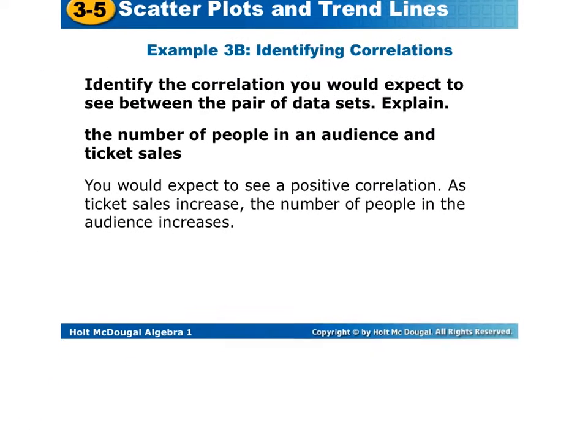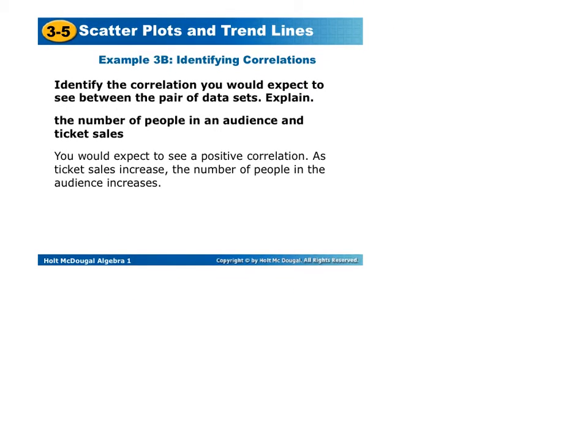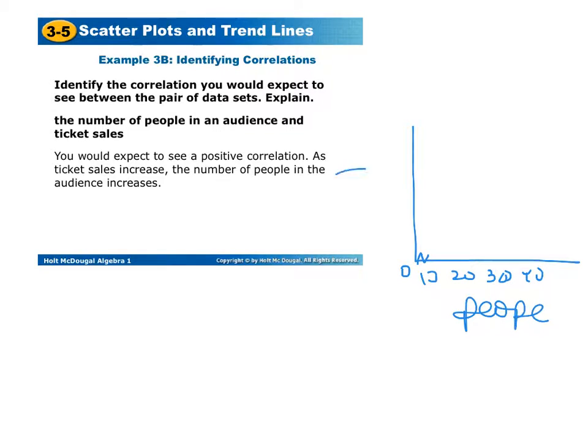Okay, here's another one. Identify the correlation between the number of people in an audience and the ticket sales. So here, remember, when you make your graph, if you need a visual, remember your scales need to increase. You can't start at a higher number and go down. And remember, it always starts at 0, 0. If you want to jump from a 0 to a 10 or something, you could put a little squiggly to show it's a break. But 10, 20, 30, you could show the number of people, and this would be the money.